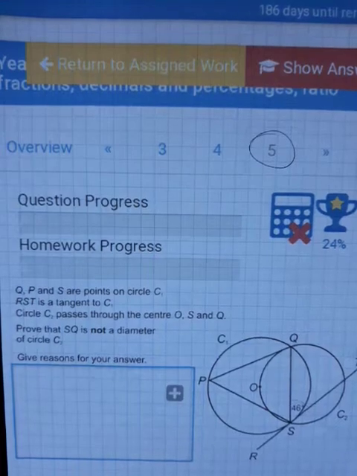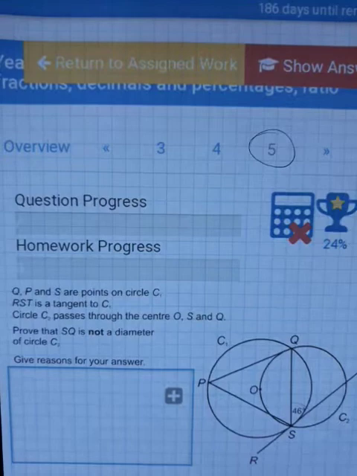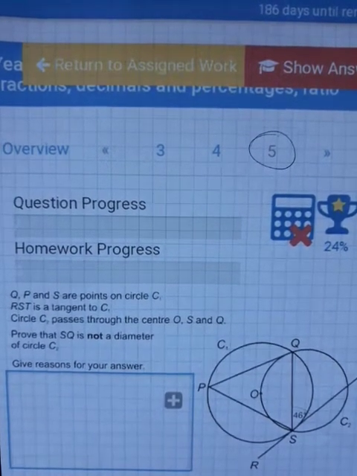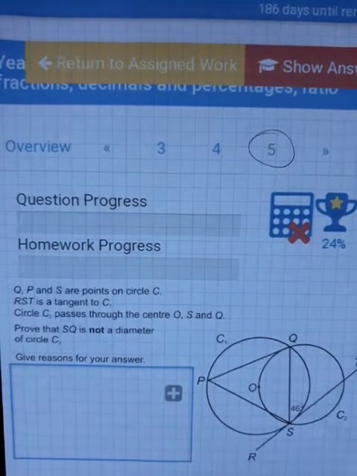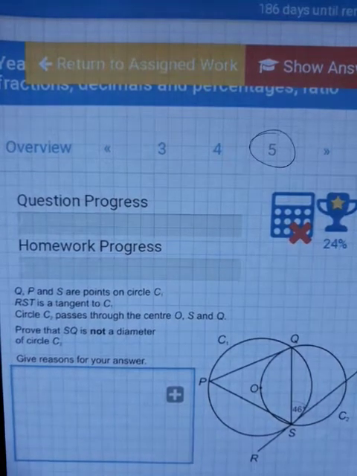Hello maths fans, and we're back with some help with clip 184, proofs using circle theorems. And in this instance, as with all circle theorem questions, you need to make sure you know your circle theorems word for word, so you can use them to make your proofs. Read the questions very carefully.